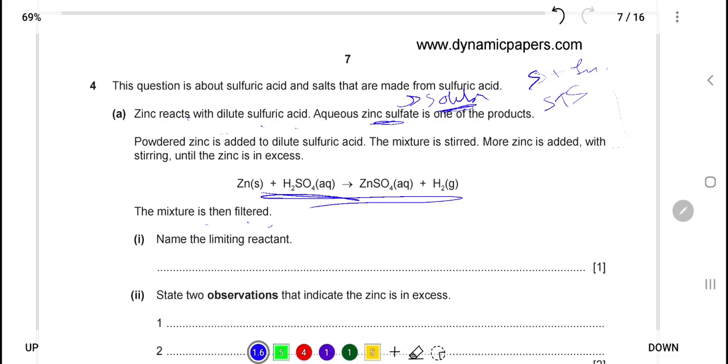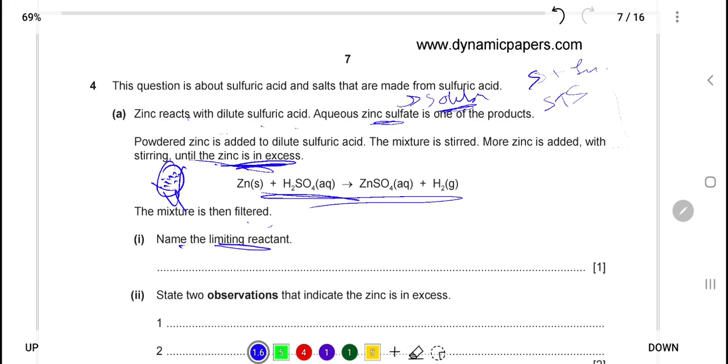They said the mixture is then filtered. Why did they say it's filtered? Because they said until the zinc is in excess, so they added more zinc. They added zinc in excess, so it's no more dissolved. So that's why we filter this stuff. We need to remove it.